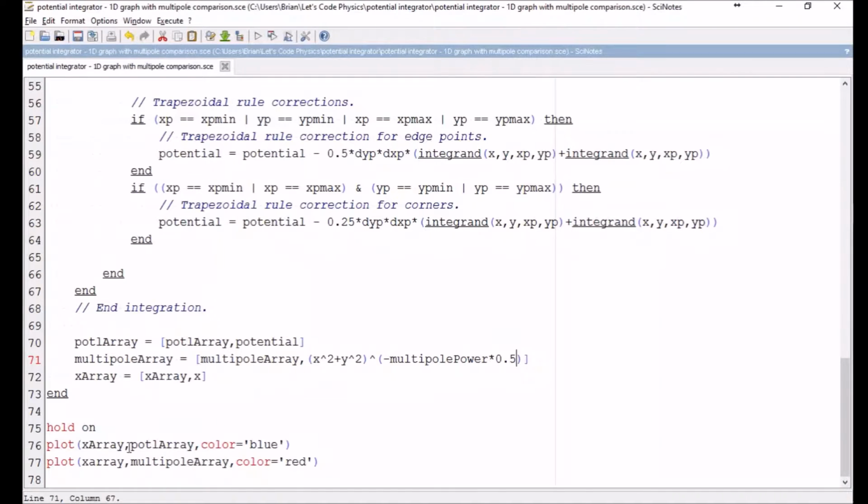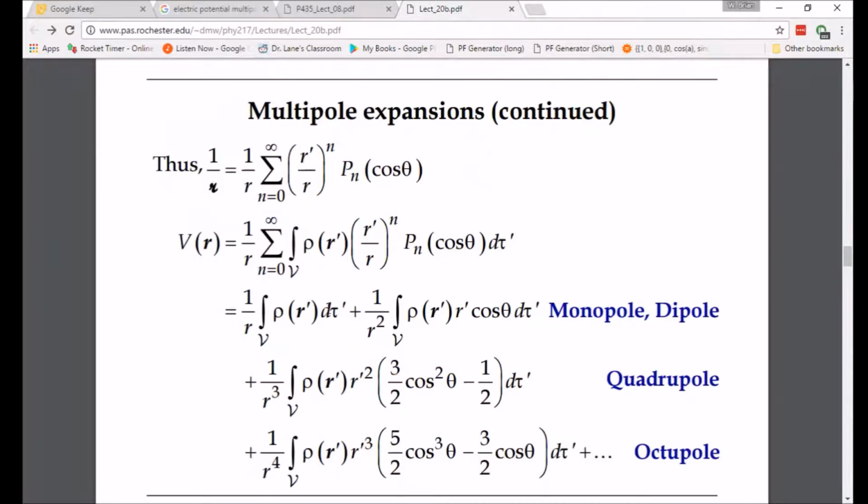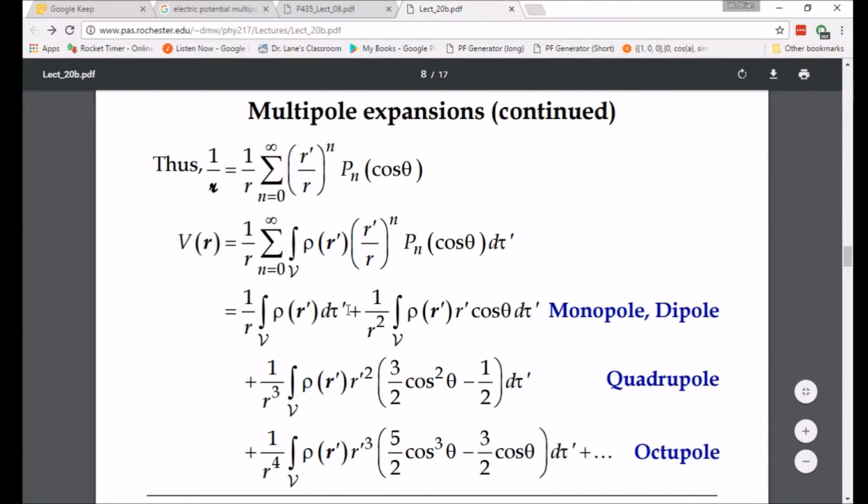And so what we'll do is plot both the potential calculation results and the multipole expansion results. Now, what you'll notice is I haven't multiplied by any of the constant stuff that is supposed to go out here. This is supposed to be the total charge, which I could figure out pretty easily. This is supposed to be the total dipole moment, which I would have to do an integral to get. This is supposed to be the quadrupole moment, and I'd have to do another integral to get that.